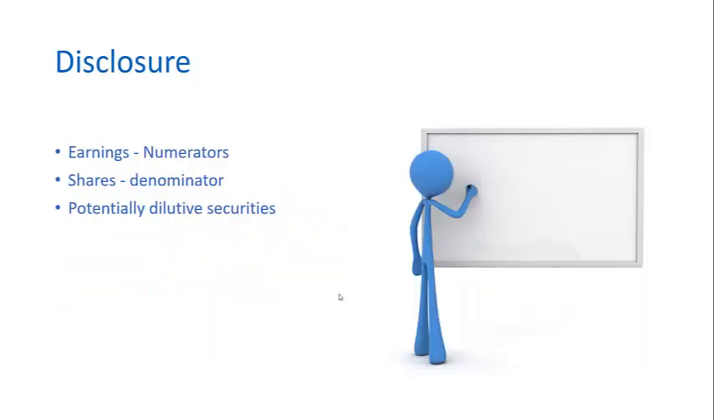The disclosure requirements are pretty obvious. You have to disclose the numerator numbers that are used, the earnings numbers, and you need to disclose the number of shares issued, the denominator numbers, and you need to disclose the impact of dilutative securities. Pretty straightforward if you're going to be able to use an earnings per share number sensibly.